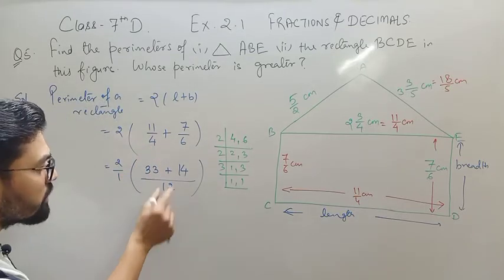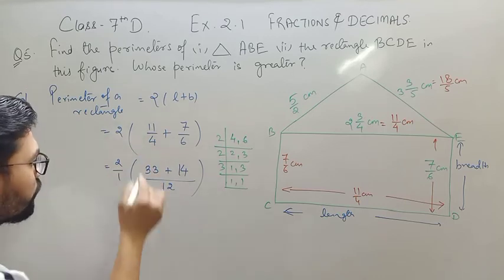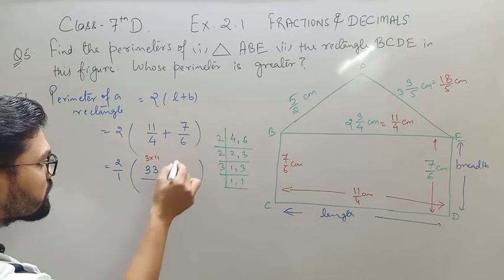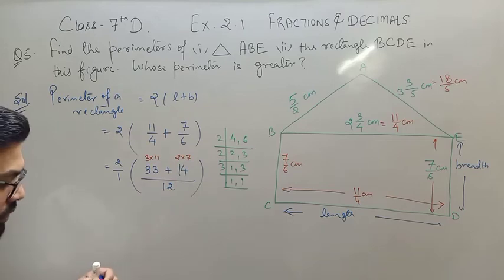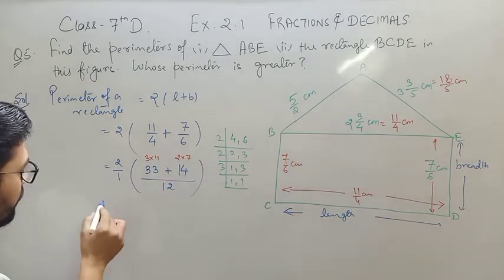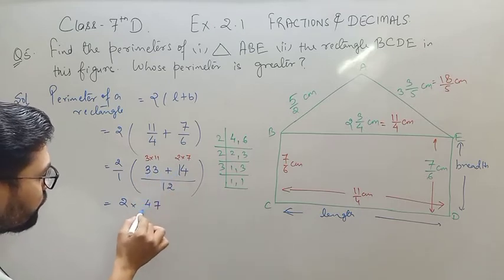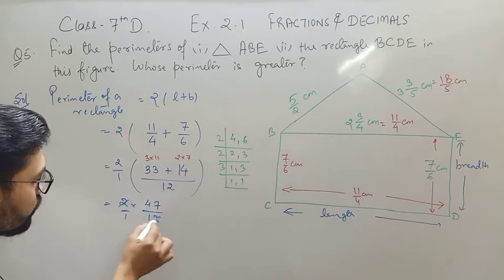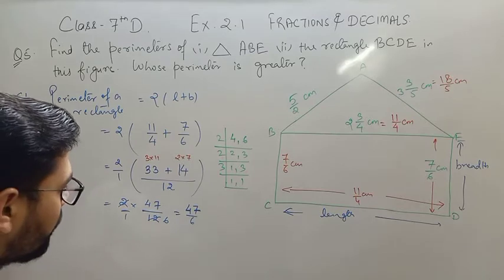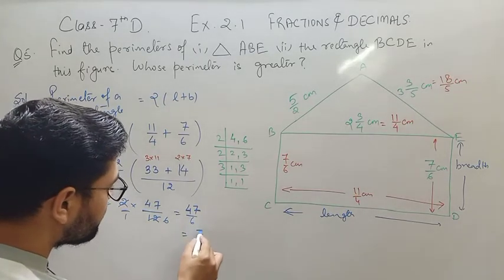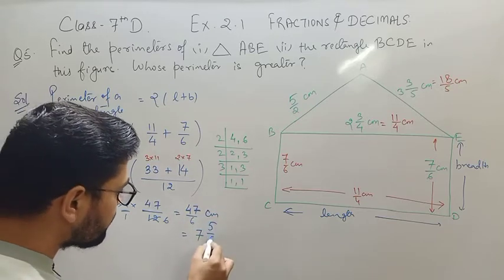The LCM of 4 and 6 is 12. 4 3s are 12 into 11. 6 2s are 12 into 7. So 11 3s are 33, 7 2s are 14. Now 33 plus 14 is 47, divided by 12, 2 6s are 12, so 47 upon 6, or you can say 6 7s are 42, 5 by 6 centimeters.